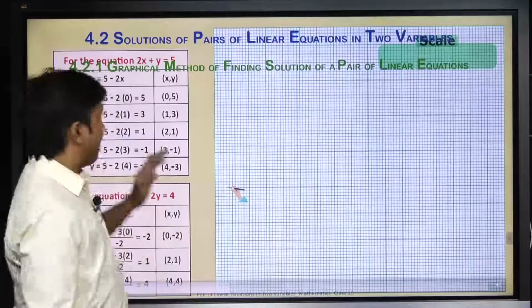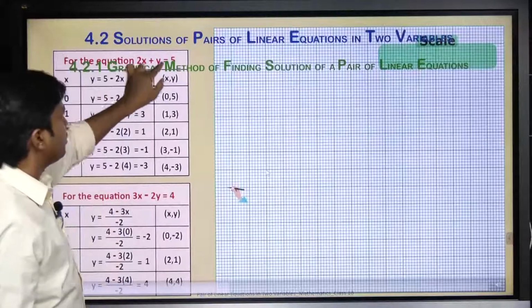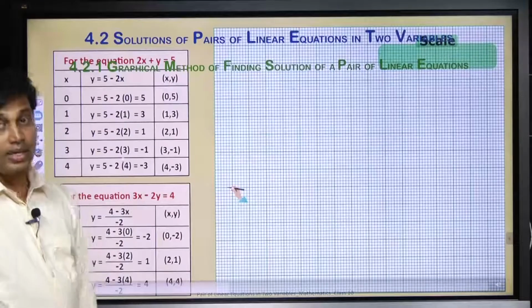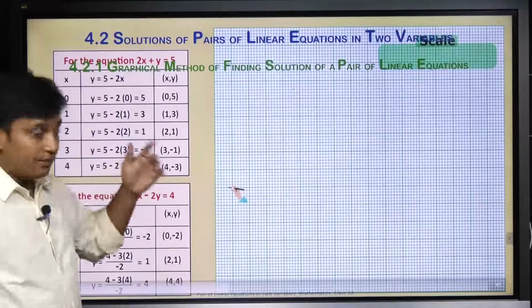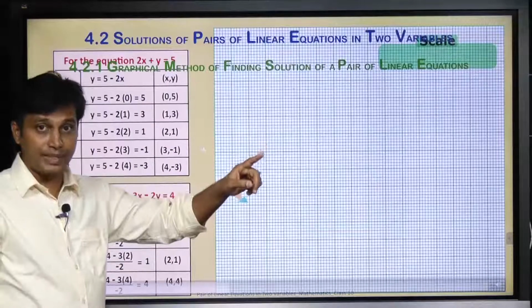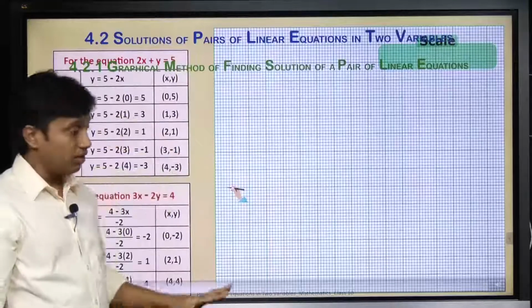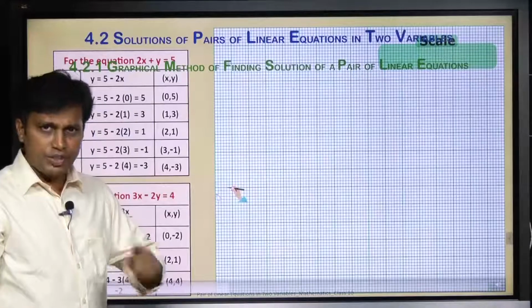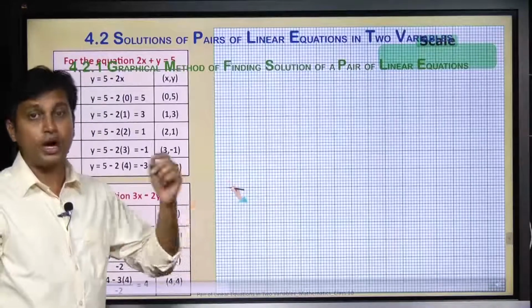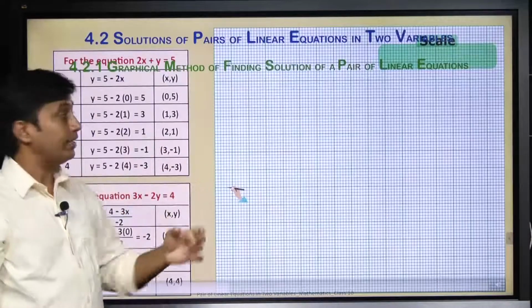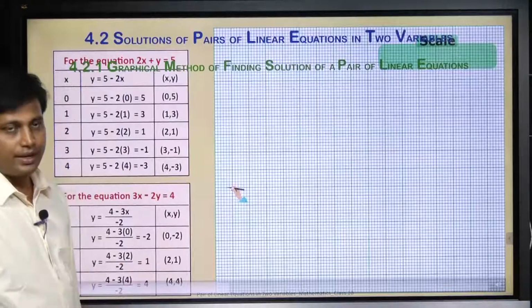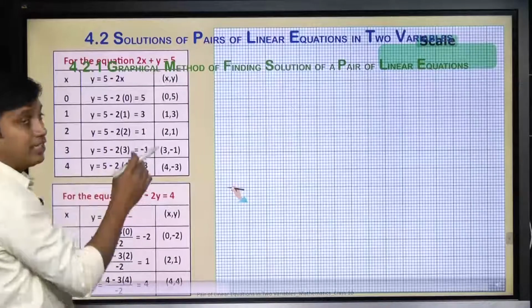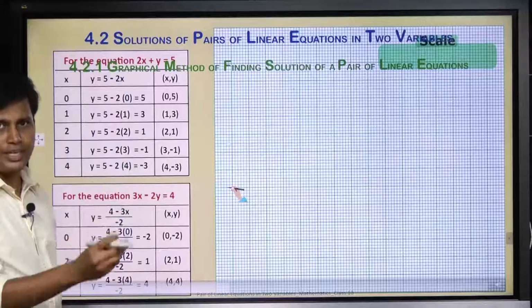So look at this, we have two linear equations here. One is 2x plus y equal to 5 and another one is 3x minus 2y equal to 4. Generally we can solve these two equations using any one of the methods as I said before. But now we want to solve these two equations graphically also. This was explained in the previous session: how to draw the graph for each linear equation. To draw the graph of each linear equation, we take each equation and obtain a minimum of 3 to 4 ordered pairs for each of them.